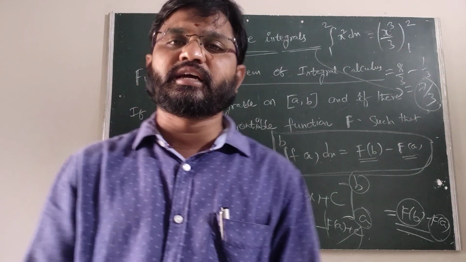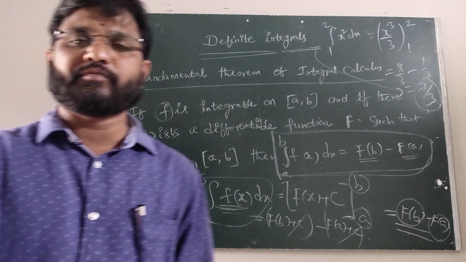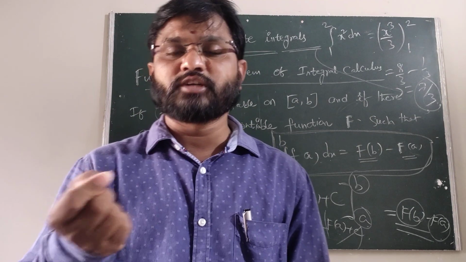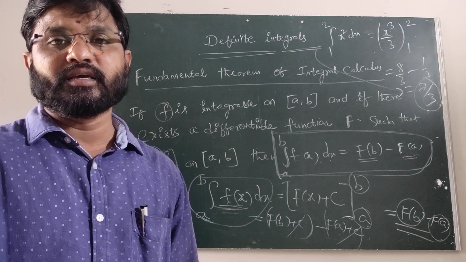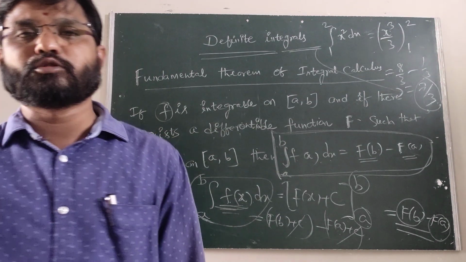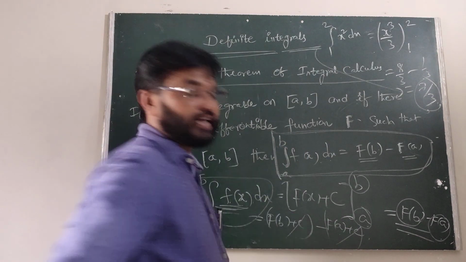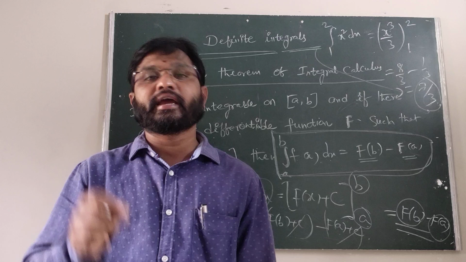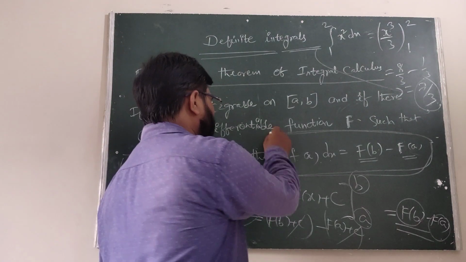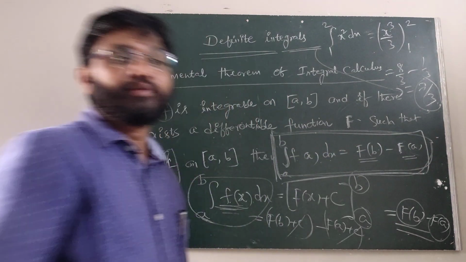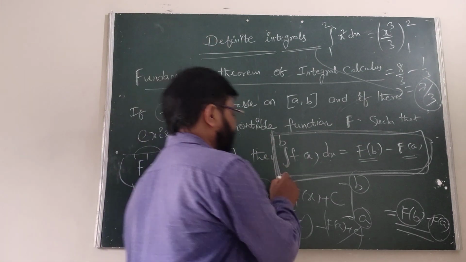Here the small f is an integrable function on the closed interval a, b. There exists a differentiable function capital F on the same interval a comma b such that F dash is equal to small f. Then the integral of a to b f of x dx equals F of b minus F of a. Is it clear? This is the definite integral. This theorem is called the Newton-Leibniz formula.